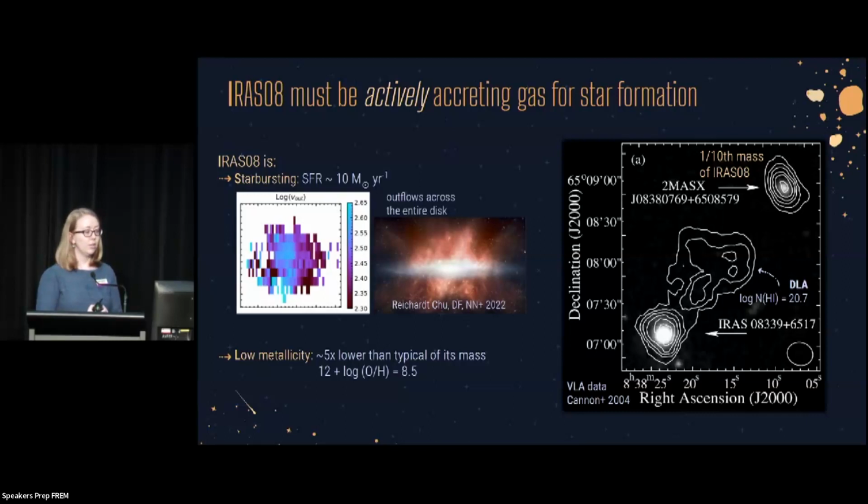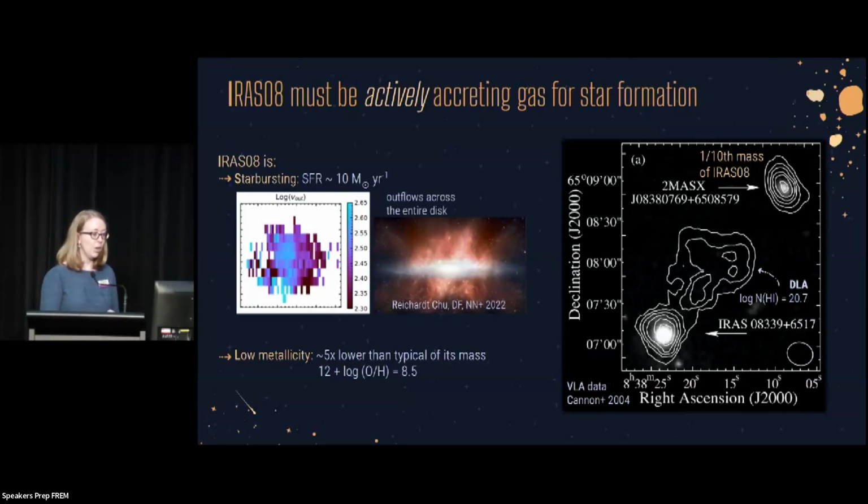But it also has a low metallicity with a value that's about 5 times lower than is typical of its mass. So both of these points suggest that ISO-8 must be actively accreting a significant amount of material that is low metallicity, so it's diluting the ISM metallicity of this galaxy, and it is fueling the starburst.